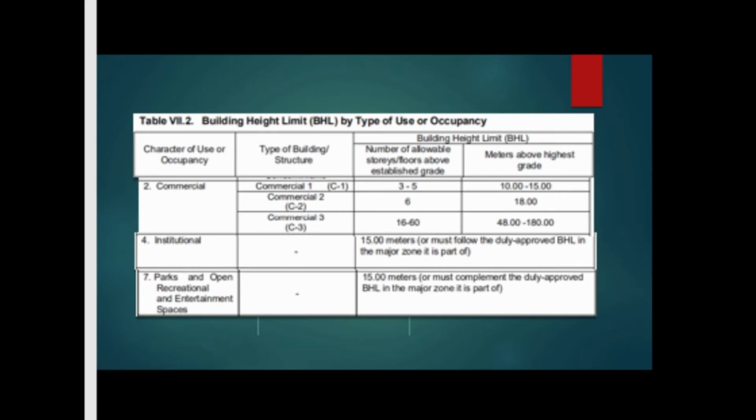Kung educational, pwede siya mabilang sa commercial kag institutional. Kung commercial 1, ang allowed nga floors is 3 to 5 lang, kag ang meters above the highest grade is 10 to 15. C2 is 6, higher na siya sa C1, then ang meters above the highest grade is 18. C3 naman, mas dako na gid siya, dako ang discrepancy sa C1 ug C2, 16 to 60 na, kag ang meters above the highest grade is 48 to 180.